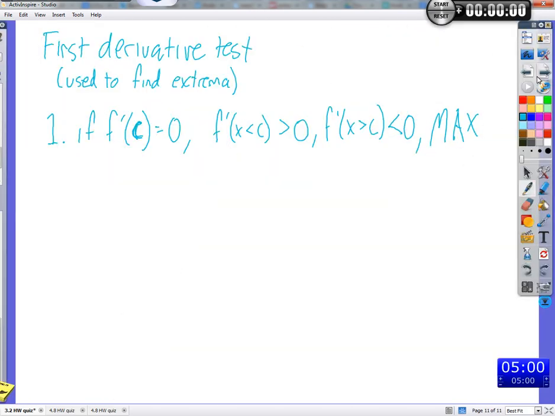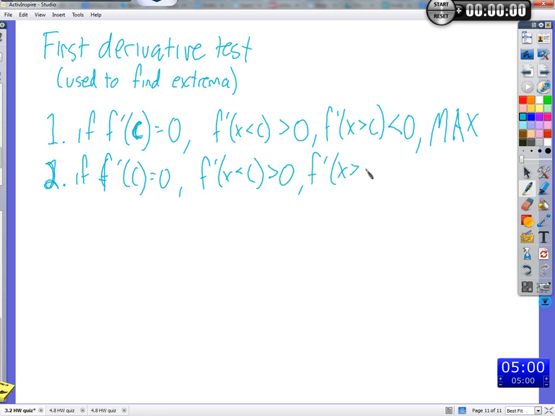We could easily do the same thing for the minimum condition. If f prime of c is 0, f prime of x less than c is greater than 0, and f prime of some x greater than c is less than 0, we have a minimum. And if one of these things does not happen, we don't have a maximum or a minimum. If it goes from positive slopes to positive slopes, neither. Negative slopes to negative slopes, neither.